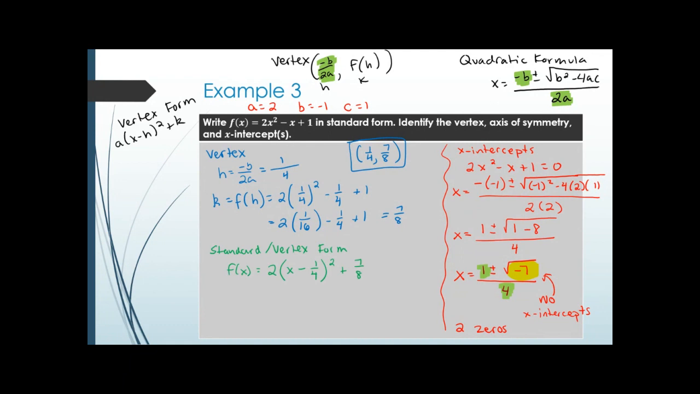So I just need to plug in those values. And then our axis of symmetry is just the x value, what h is. So our axis of symmetry is x equals 1/4.